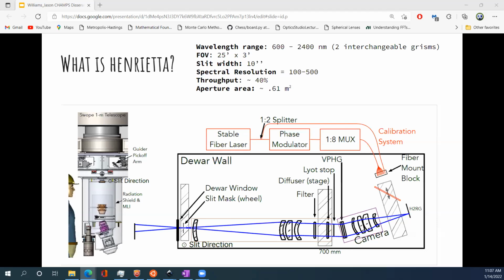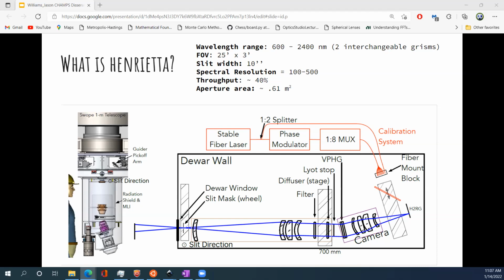First of all, Henrietta is a near-infrared spectrograph that has access to a wavelength range of about 600 to 2400 nanometers, a field of view of 25 by 3 arc minutes, and a nominal spectral resolution of 100. It's going to go on the 1 meter Swope telescope at Las Campanas Observatory in Chile, and it's designed primarily to study exoplanet atmospheres. I designed all the optics, the mounts, and a few of the mechanisms, and I won't be talking about any of that today. But if you have any questions about any of the internals, I'm happy to answer them.